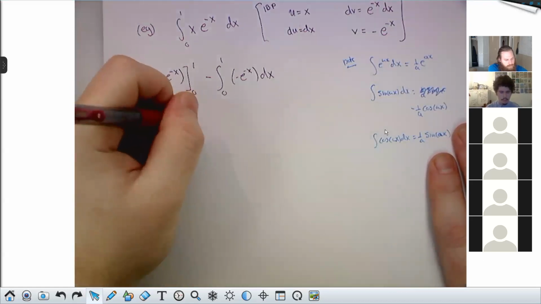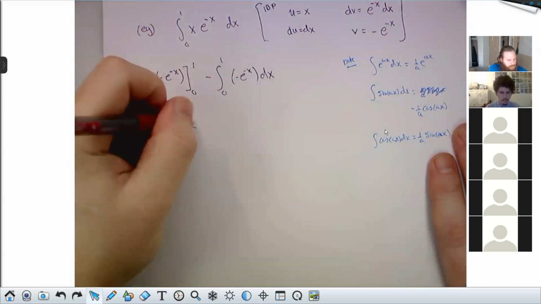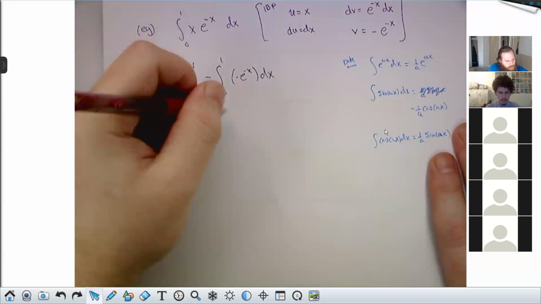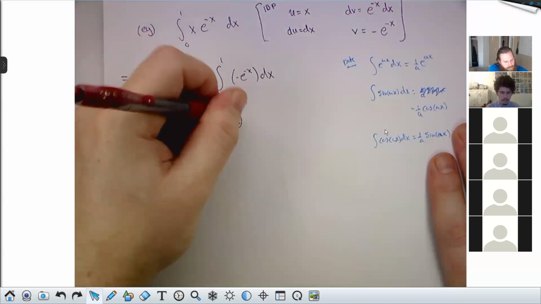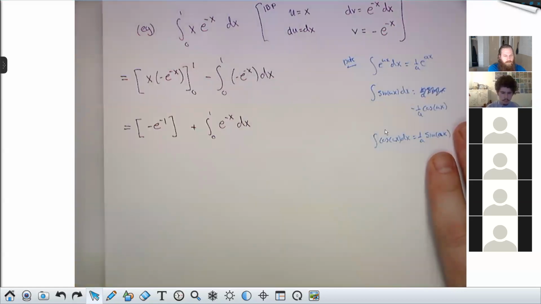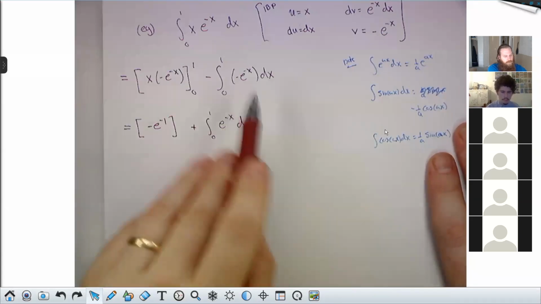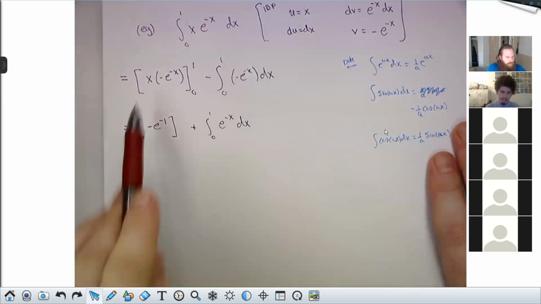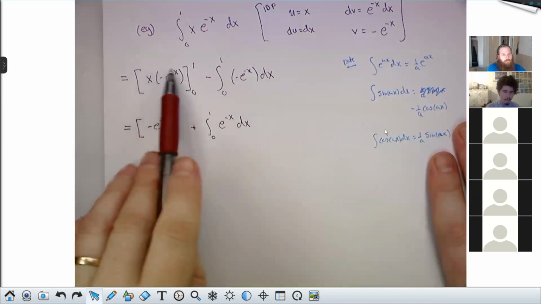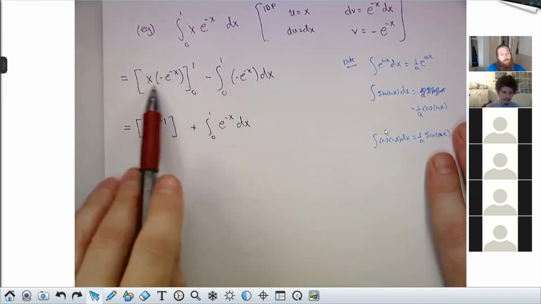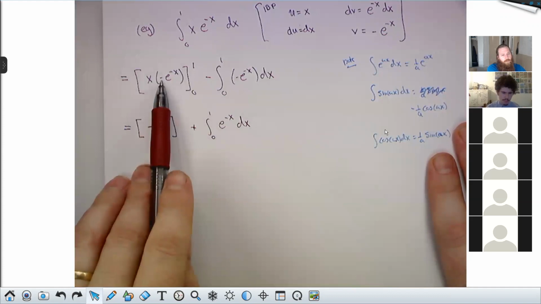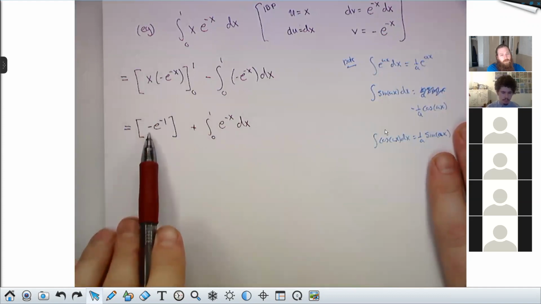Minus. Actually, the minus here is going to make a plus. And then I'll have the integral from 0 to 1 of e to the negative x dx, just pulling that negative out of my integral here. You always want to evaluate this piece right away. Some people like to wait till the very end of the problem to do this evaluation. Don't do that, because you're going to end up writing a whole bunch of extra stuff when you could just write negative e to the negative 1.